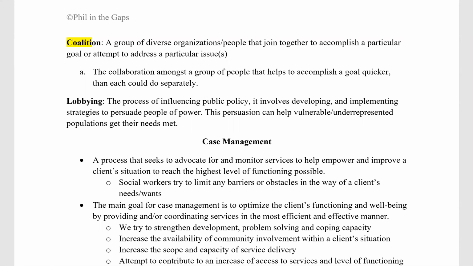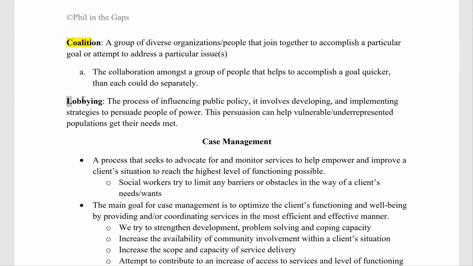So if you think back to our bonding and bridging, these tie into what coalitions and lobbying would be. Coalition would be bringing either bonding people together or bridging people together in order to have them collaborate to accomplish a goal quicker than it would be separated. So if you think of a coalition of people, it's diverse people coming together and getting the job done in some way, shape, or form.